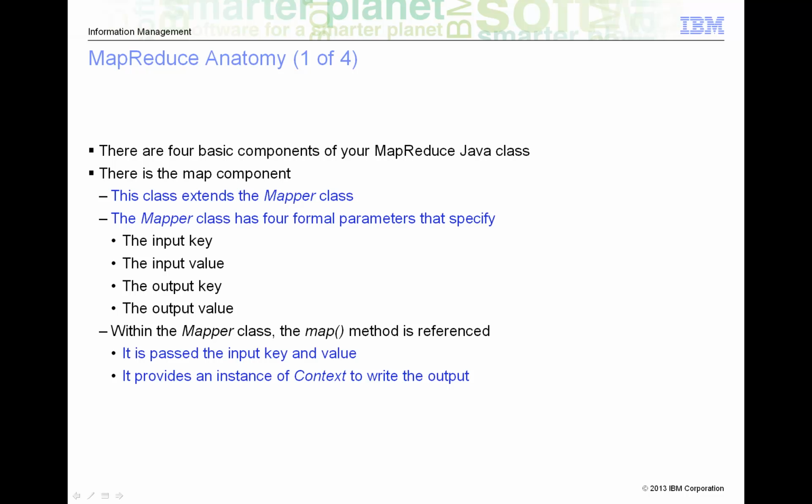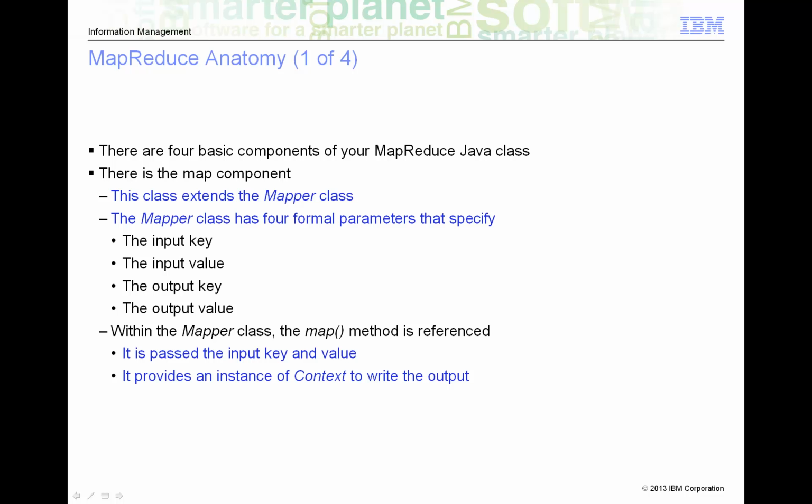There are 4 basic components of a MapReduce Java class. This is the first, the map component. You define a map class that extends the imported mapper class. The mapper class has 4 formal parameters. There is the input key and the input value, as well as the output key and the output value. Remember, MapReduce works with key-value pairs.